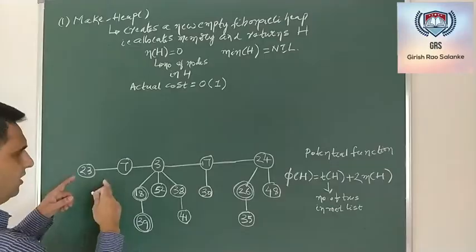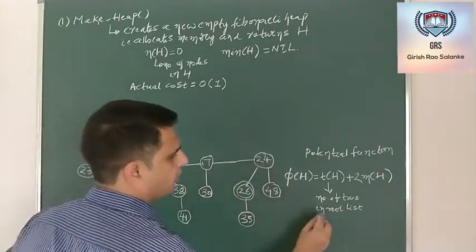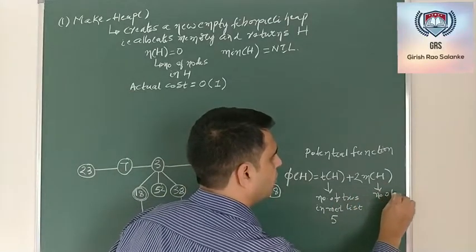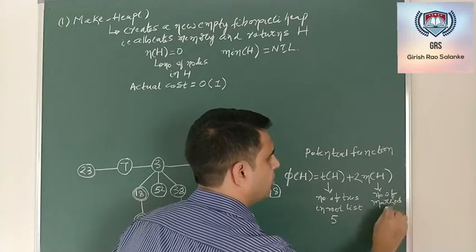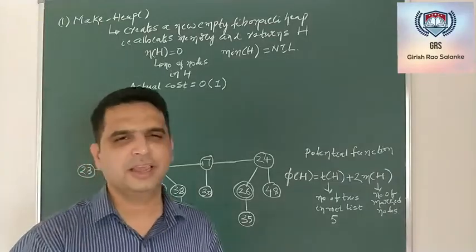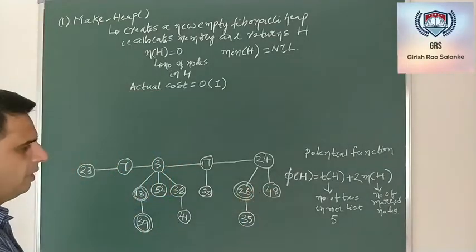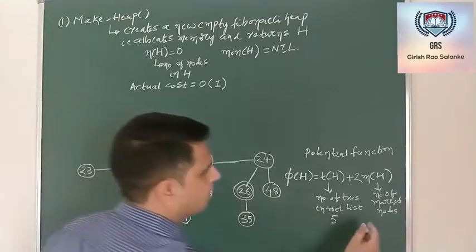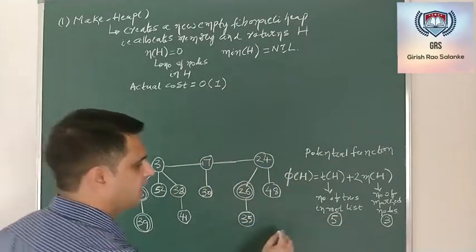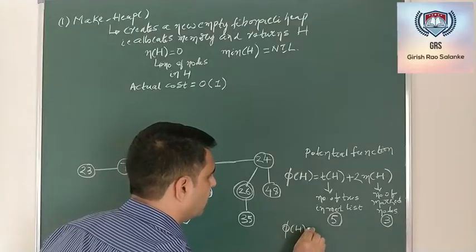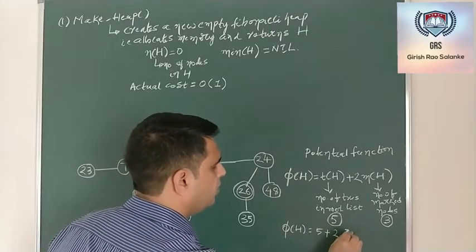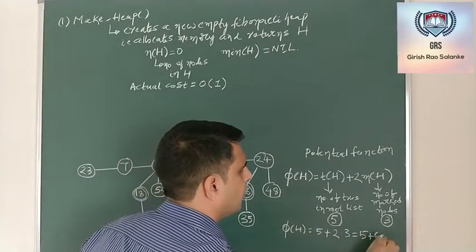Now in this example, how many trees are there in the root list? 1, 2, 3, 4, 5. Now what is m of h? M of h is nothing but the number of marked nodes. If you remember, we have discussed what we mean by marked nodes. Marked nodes are those nodes which have lost a child of their parent. In this example, how many marked nodes are there? 1, 2 and 3. Now if I want to calculate phi of h for this particular Fibonacci heap, it is nothing but t of h is 5 plus 2 into 3, which is 5 plus 6, that is 11.